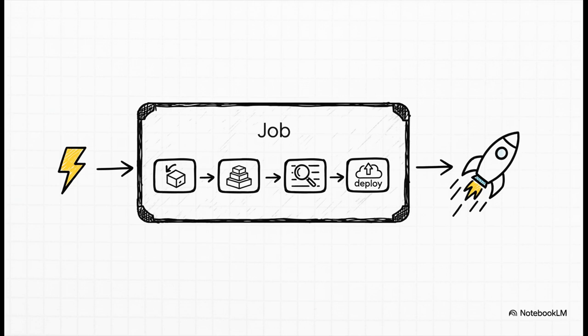And just like that, when you put all of those pieces together, the event trigger, the job, the sequence of steps, you've actually built something amazing. You've created a complete continuous integration and continuous deployment pipeline. CI/CD. It's a huge deal in modern software development.